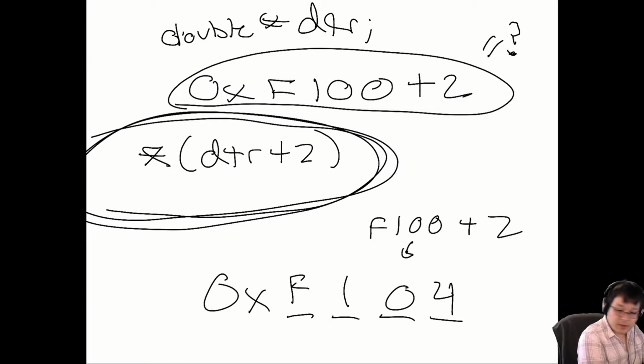So save your answers. Don't write any other answers. Let's do a vote. We'll see what you guys vote. So 0x F100 plus 2, what is it? I'm going to put a couple of different values here. First of all, the first one I'm going to put is the one that you suggested, so 0x F104. Then I'm going to put a couple other ones.